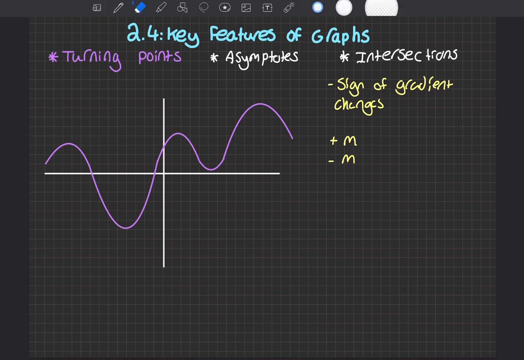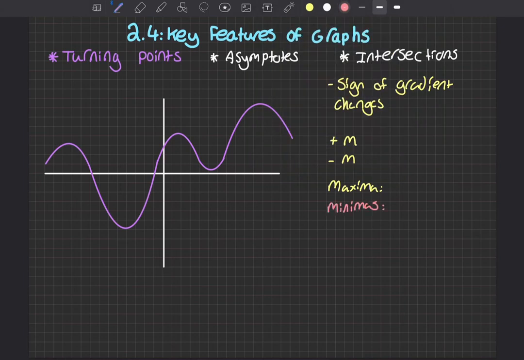And how do we label these turning points? Well, to start off, there's two types. We've got maximas and minimas.